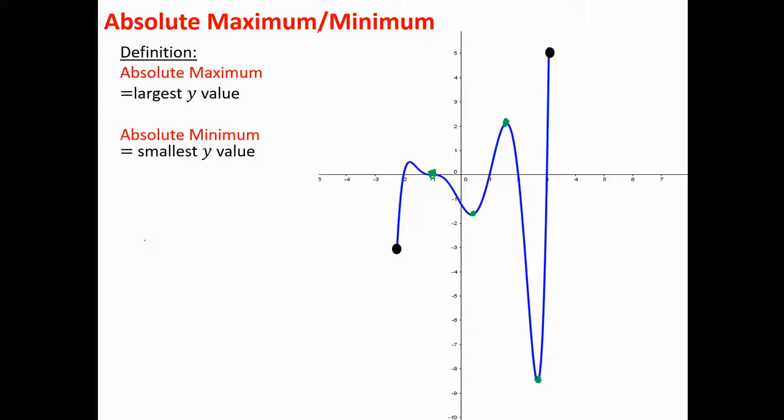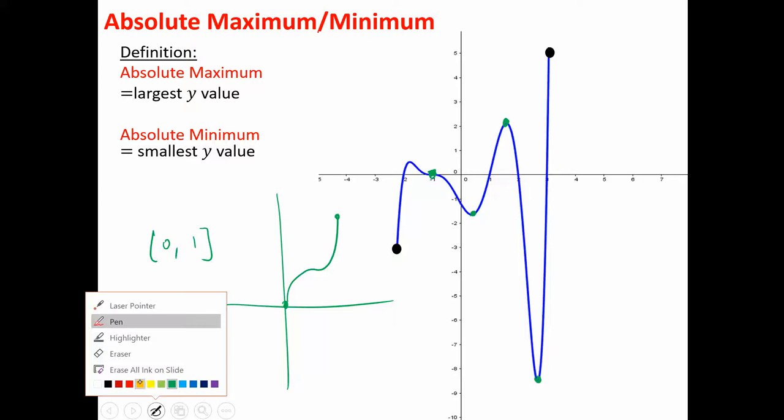You can have something like this. If I told you it was between 0 and 1, and I drew a graph that looked like this. Like that, and I'm going to do it in red. Oh, is it too light? I'll do red.